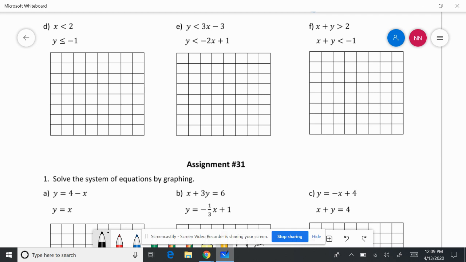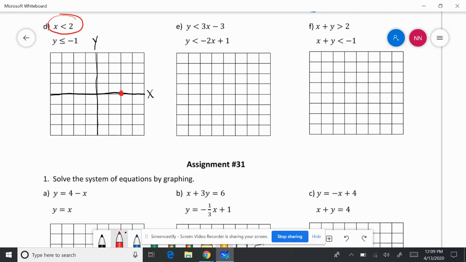What we're going to do now is continue graphing inequalities. If you remember, we're going to make our XY axis. Here we have our x-axis. Here we have our y-axis. If we're looking at our first inequality, it's x is less than 2. So along the x-axis, we go to 2.